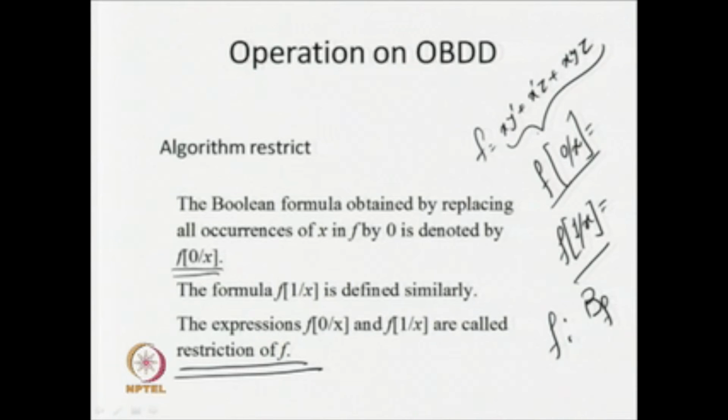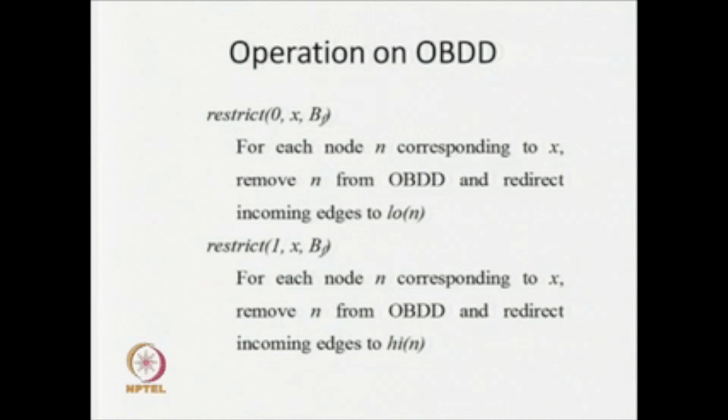Here I know that if I restrict it for x equal to 0, then we will find it is z only, because with x dash as 1, the other two terms will be 0. Similarly, if I have the BDD representation of this Boolean function f, can I apply this restriction on it or not? It is very simple. So what happens?